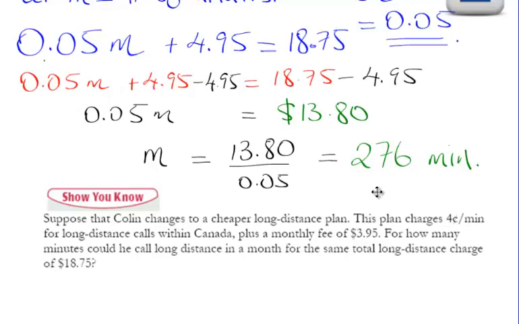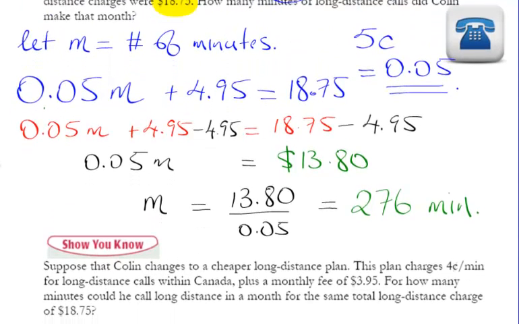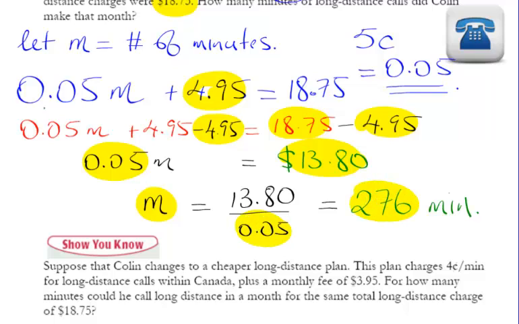So, checking this out here, the first thing I did was to go through and subtract $4.95. Okay, 18.75 minus the 4.95 gave us $13.80. Multiplication by 0.05, I divided both sides, and that leaves us with a single M there. $13.80 divided by 0.05 gives us a total of 276 minutes.